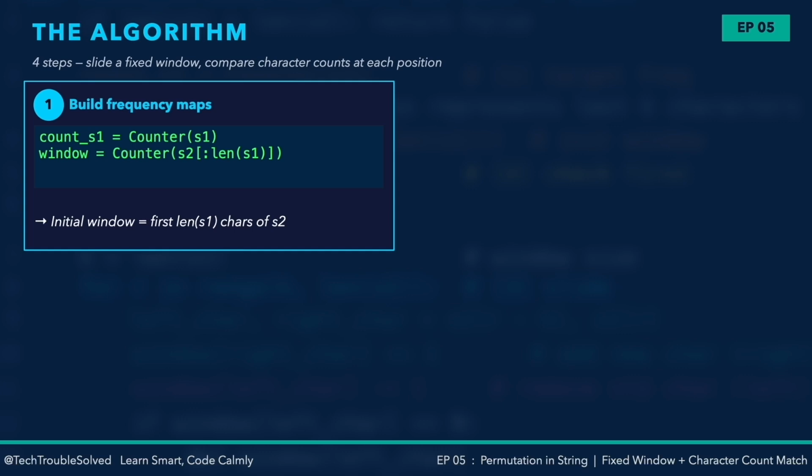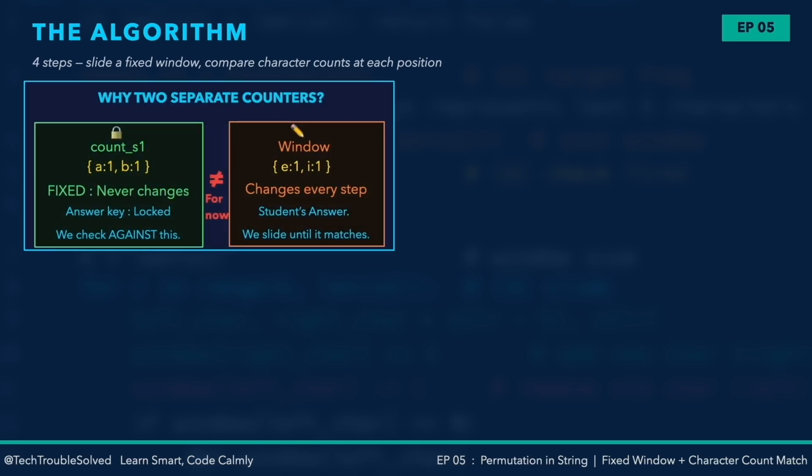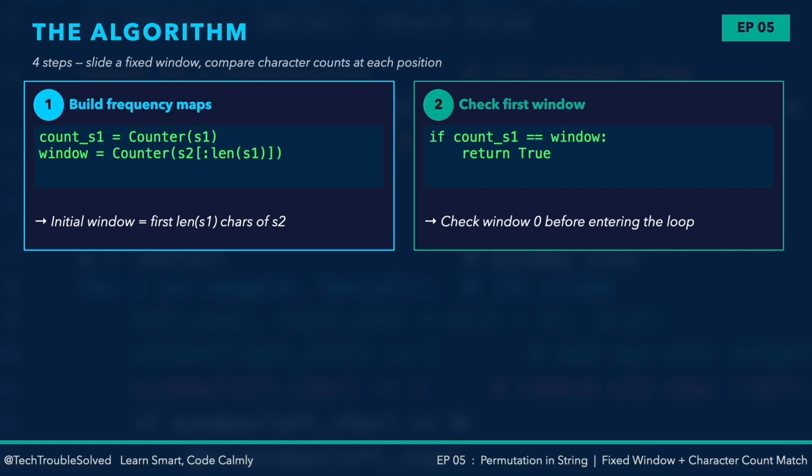The first length of S1 characters of S2. This one will change as we slide. Think of count S1 as the answer key and window as the student's current answer. We are going to keep checking if the student's answer matches the key. Step 2. Check the first window.